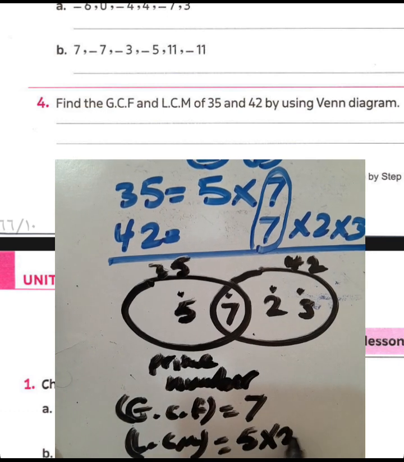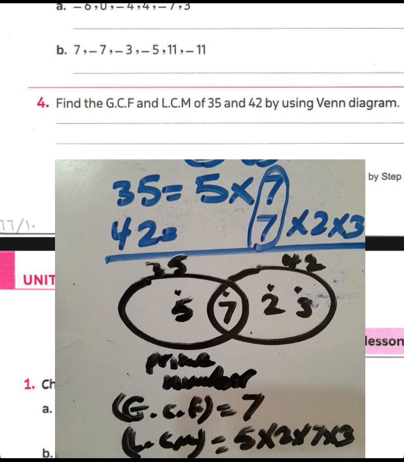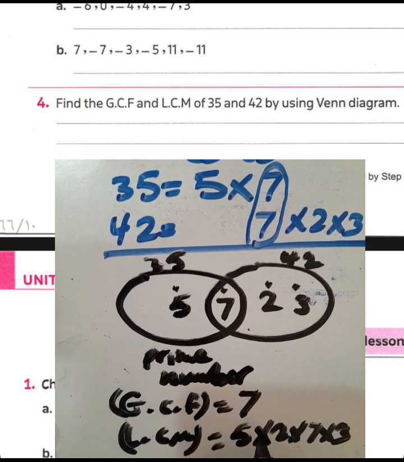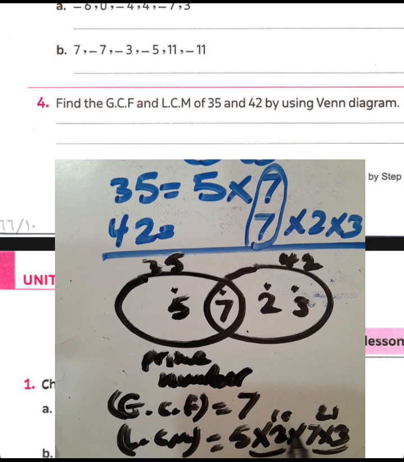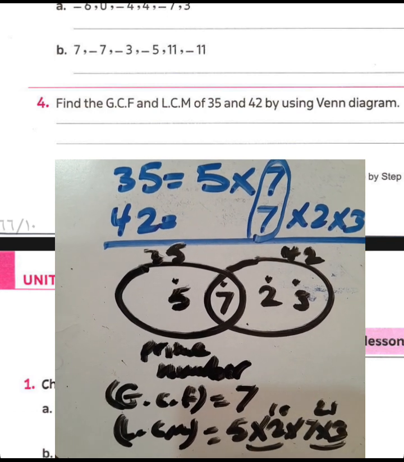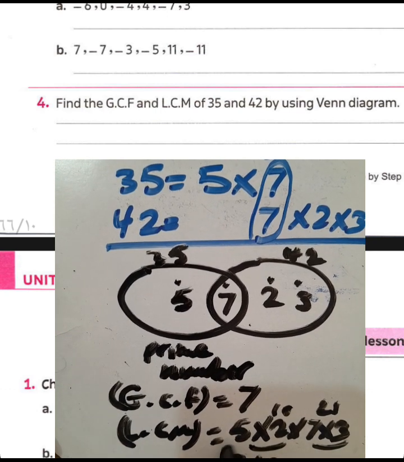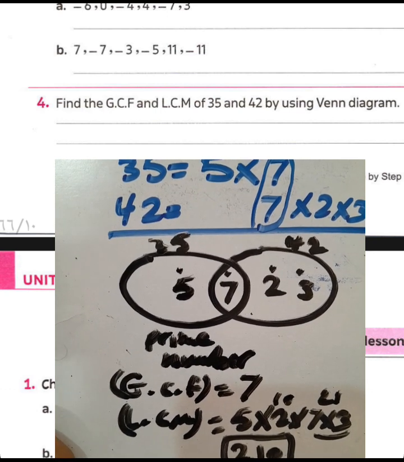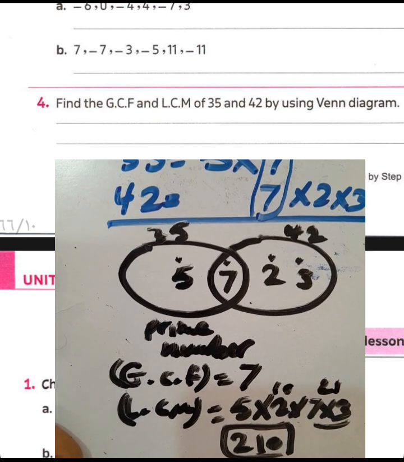Okay, and least common multiple, 5 times 7 times 2 times 3. 5 times 2 times 7 times 3. We know 2 times 5 equals 10, and 3 times 7 equals 21. 21 times 10 equals 210. So the least common multiple between them will be 210. Okay, the result will be what? 210. So the greatest common factor is 7, and the least common multiple will be 210.